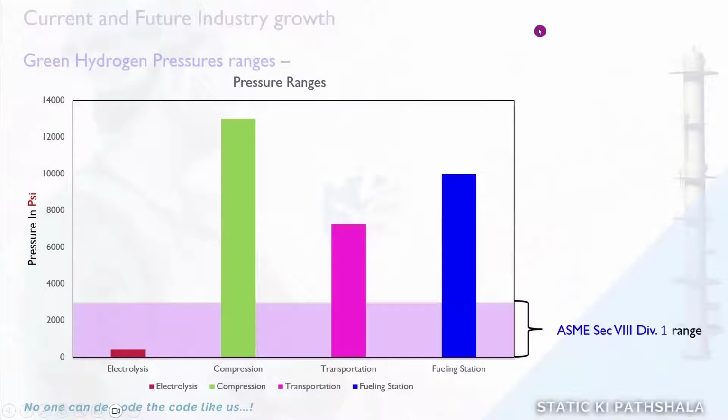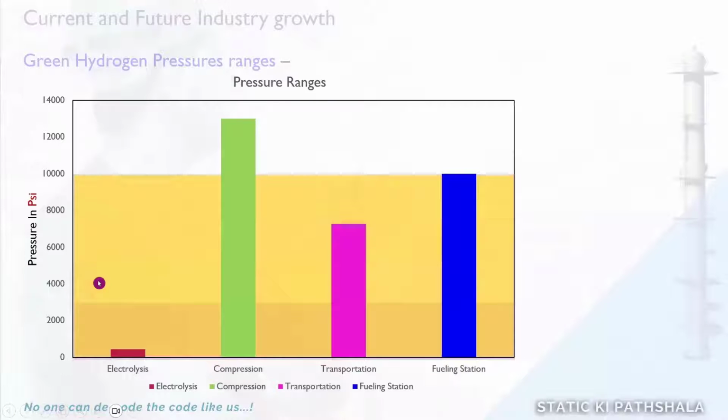So if we are shifting to green hydrogen technology, then division 1 will not be able to cater to all these requirements, right? This is outside the range, this is outside the range, and the fueling station is also outside the range of division 1. And if we look at the range of ASME Section VIII Division 2, which is up to a pressure of 10,000 psi, almost 97% of the requirements will be well within the limit range of Division 2. So as green hydrogen is coming up, the pressure limitations of division 1 will not be able to cater to that requirement. So for that purpose, division 2 is what we have to follow in the coming years.